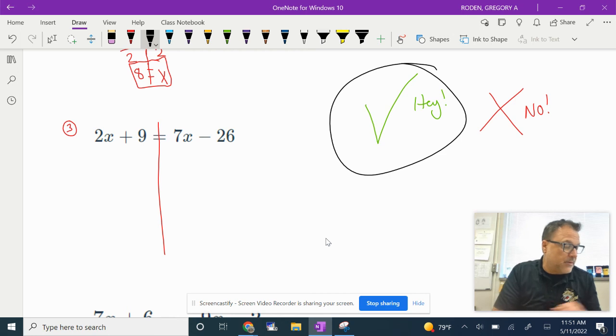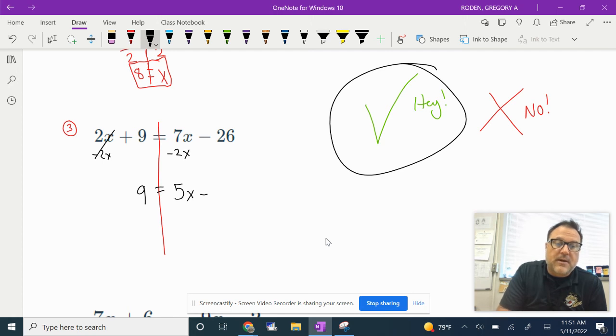So the next thing I'm going to do, my phone is ringing, but it was spam, so it doesn't matter. So I'm going to attack the weaker variable. So hopefully you subtracted 2x from both sides. So the 2x's cancel, and now I get 9 equals 7x minus 2x, which is 5x if I do my math right, minus 26. Now I want to get rid of this minus 26 by adding 26 to both sides. So what is 26 plus 9? I think that is 35 if I did my math right. Hopefully I did. And then I get 5x equals 35.